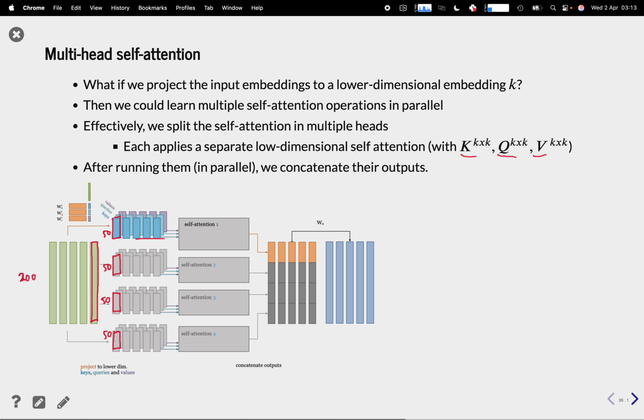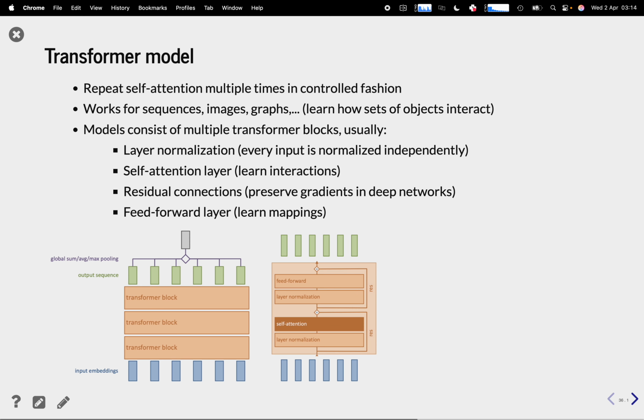I run those in parallel, and at the end I get the outputs. I'm going to concatenate them again to get outputs of the same dimensionality again. Right? That's multi-head self-attention. It's a simple trick that allows me to learn multiple relationships between the tokens in parallel. Okay, that's it. In the next lecture, we'll talk about transformer models.